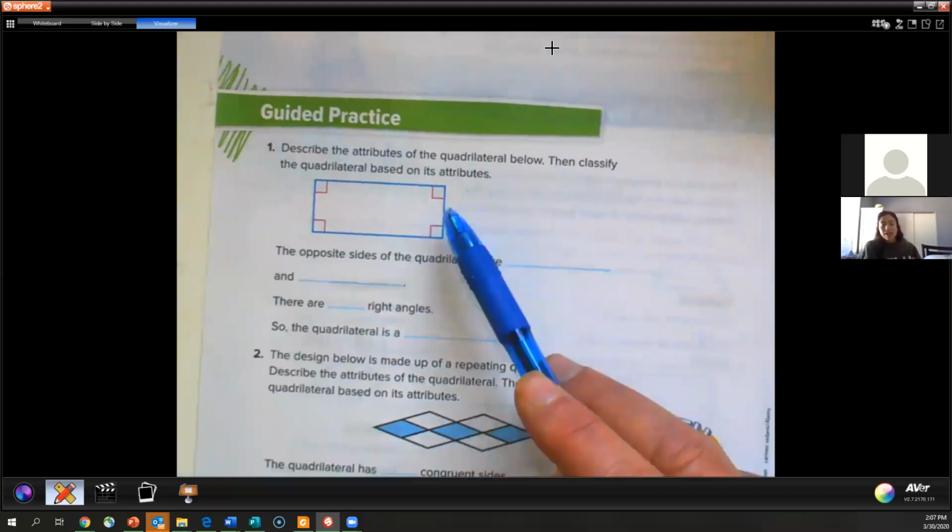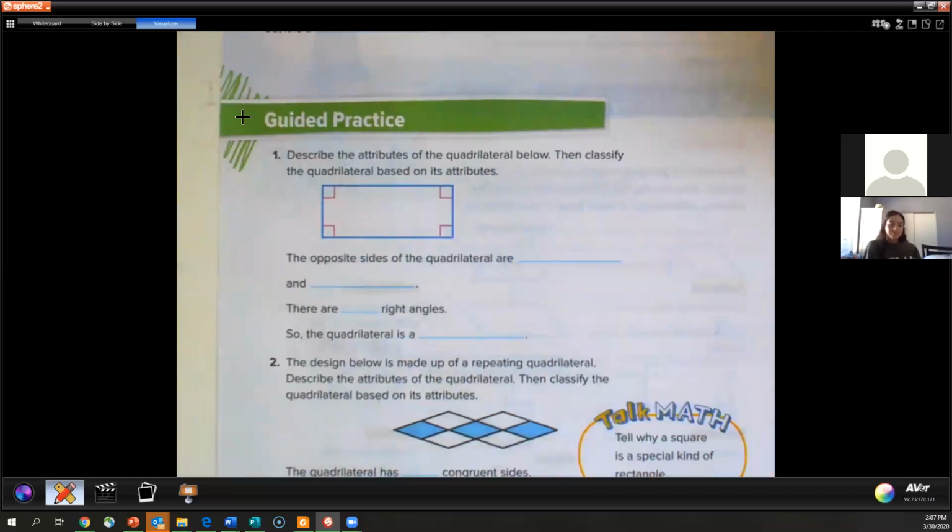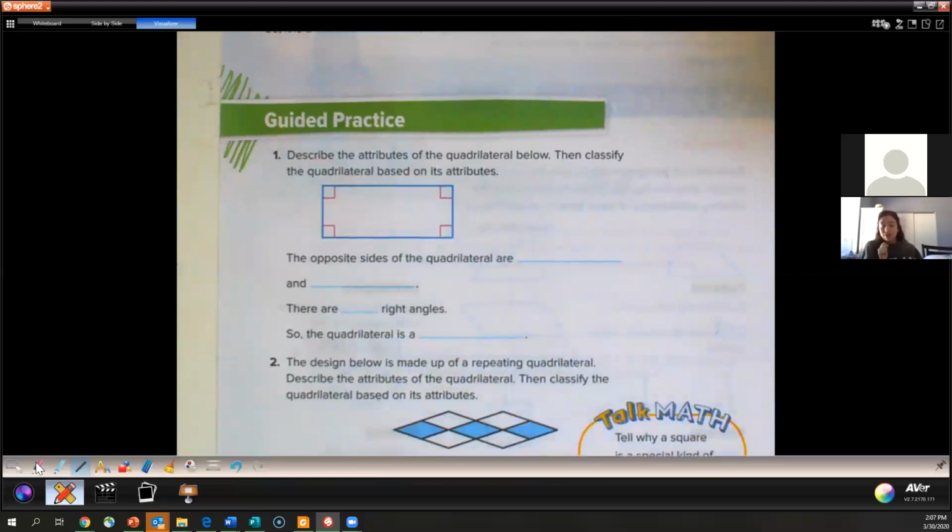So it kind of gave you some blanks to fill in here, but make sure that you are writing down all the words in your notes if you are taking notes. So it says the opposite sides of the quadrilateral are blank, and I want you to think to yourself as to what attributes we wrote down. Are they parallel? Are they congruent? All that fun stuff.